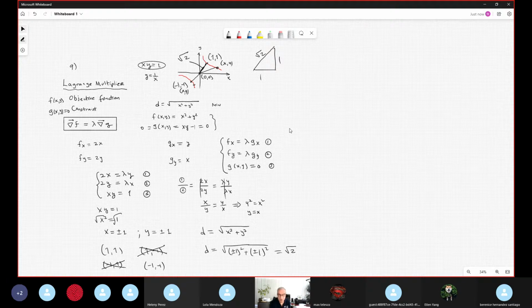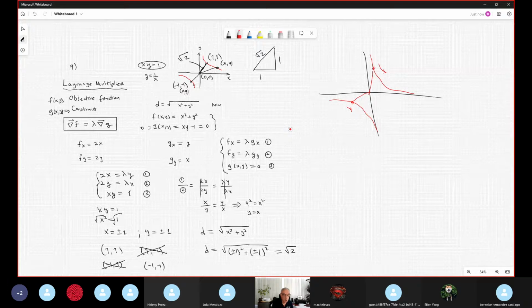Okay, so for example, you have the famous hyperbola, this, and you travel here and here, and you need to find when this point is closest to the origin. This is the idea. Let me read the question again. The question says, find the points on the curve x times y equal 1 that are closest to the origin using the Lagrange multiplier method. Clear? Clear.